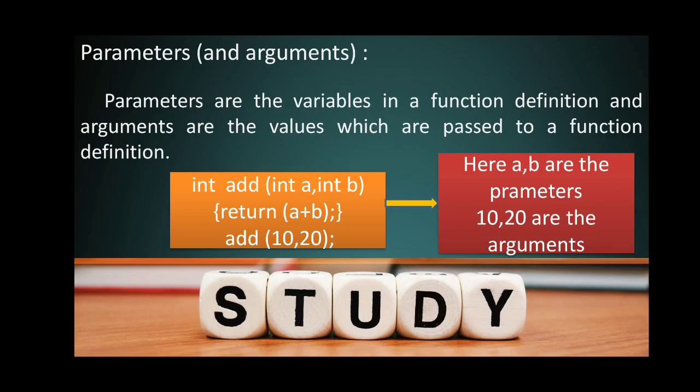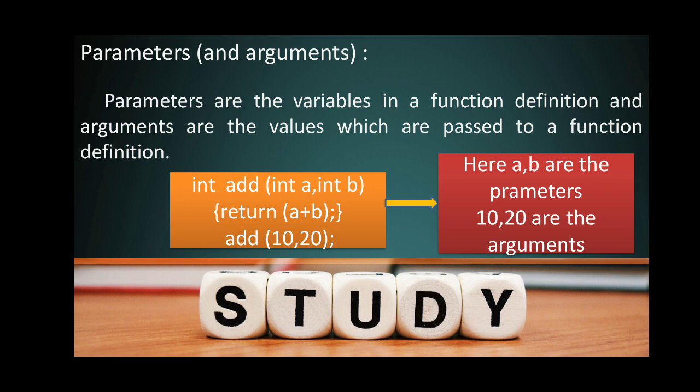Okay, what is a parameter and what is an argument? Parameter is nothing but the variable which is defined in the function definition. The variable which is defined in the function definition is called a parameter. Then what is an argument? The value which is passed to the function definition is called an argument. Variable which is defined in the function definition is called parameter. Value which is passed to the function definition is called argument.